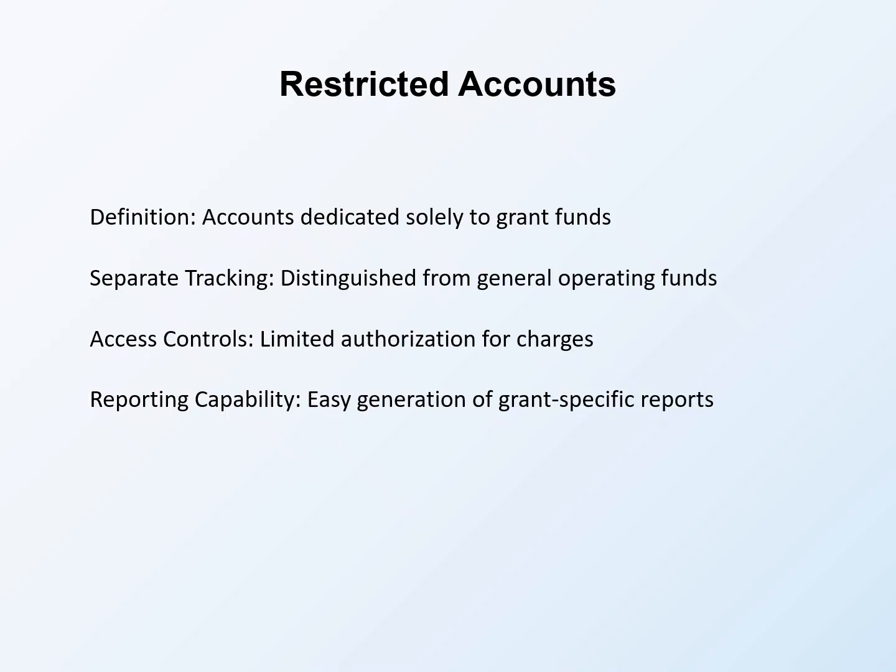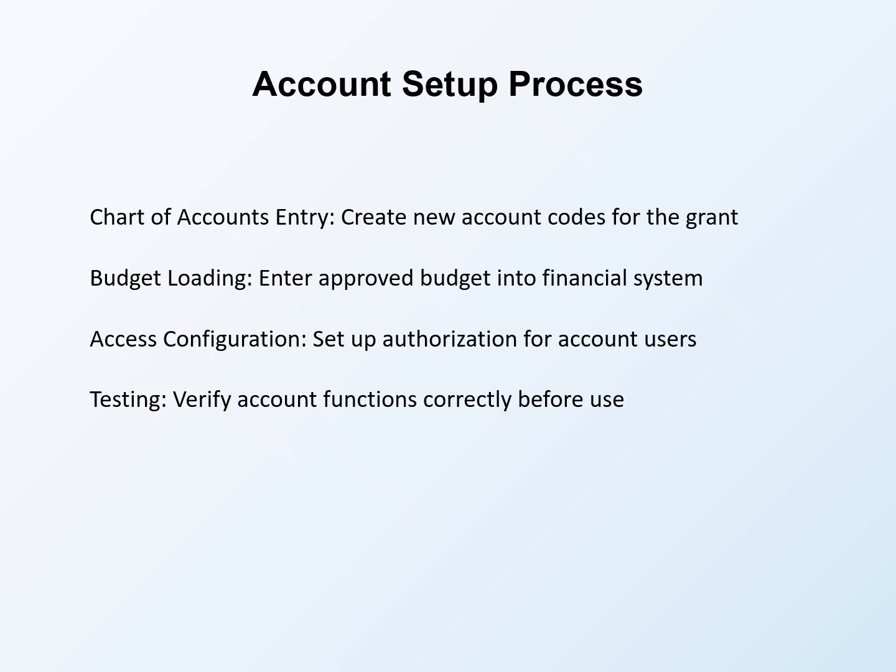Reporting capability allows easy generation of grant-specific financial reports. When you need to prepare an SF 425 or respond to an audit, your restricted account provides the data. Account-level reporting shows all receipts and expenditures related to your grant without manual sorting. Setting up restricted accounts involves several technical steps. Following this process ensures your accounts are properly configured.